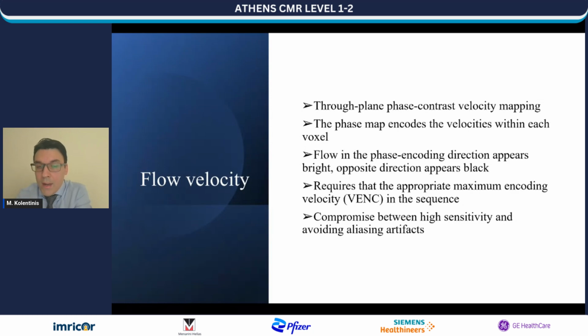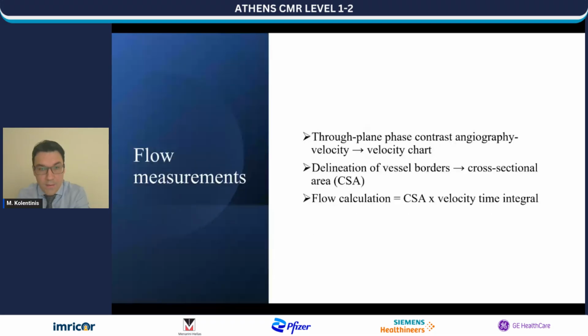But we have to manually approximate the maximum encoding velocity, the VENC, as we call it, in the sequence, in order to have as few artifacts as possible. So it's actually a compromise between high sensitivity and avoiding aliasing artifacts. And through that, we can do flow measurements. We produce the velocity chart, and then through delineation of the vessel borders, which gives the cross-sectional area, we can calculate with the continuity equation.